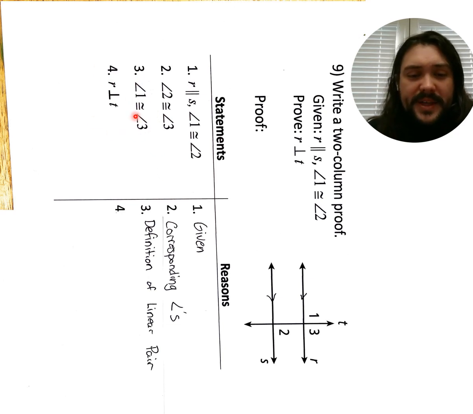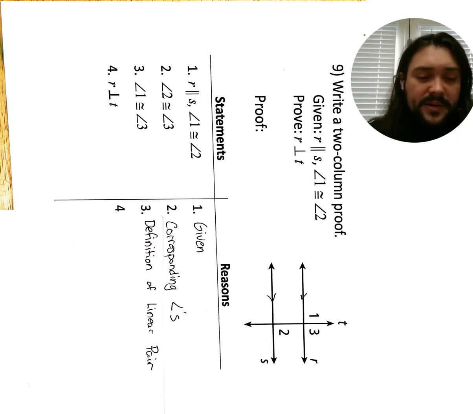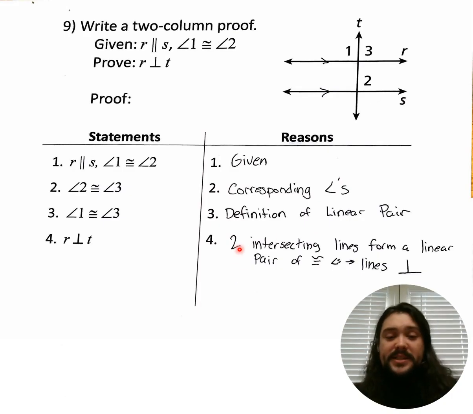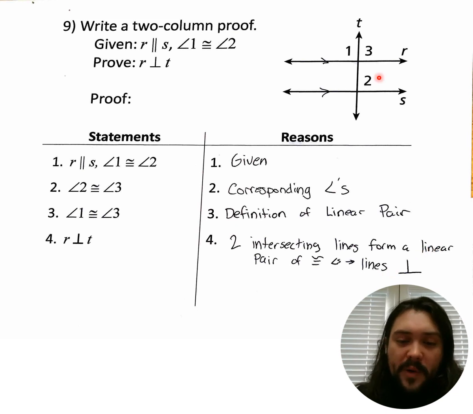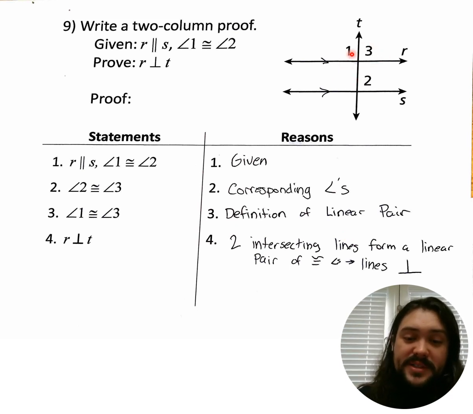And then how do we know that these are perpendicular? If we know this is a linear pair, that means two intersecting lines form a linear pair. So T intersects with R. Two intersecting lines that form a linear pair of congruent angles. Therefore, the lines are perpendicular.